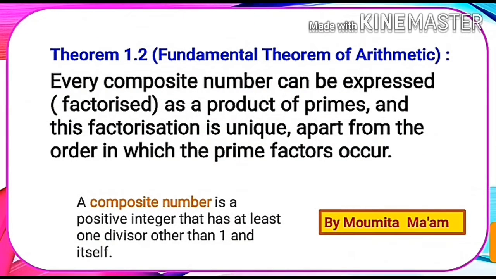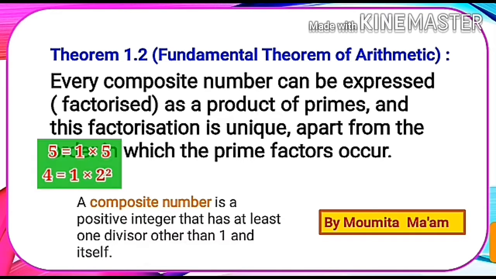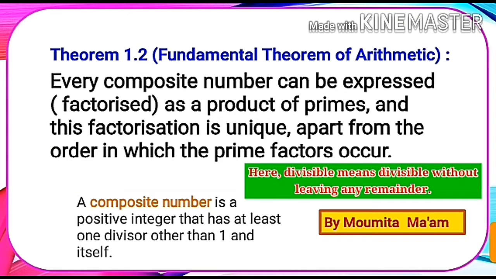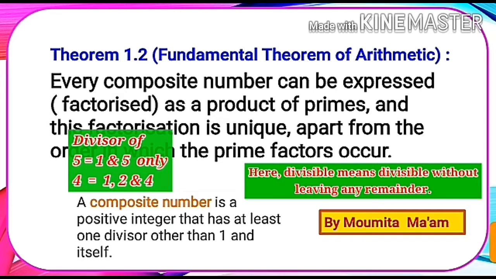By this theorem, it means every composite number. Do you know what is the meaning of a composite number? A composite number is a positive integer that has at least one divisor other than 1 and itself. For example, 5 is a prime number. Why prime? Because we can divide 5 by 1 and 5 only. But in case of 4, we can divide 4 by 4, 1 and also by 2. Therefore, it has a factor or divisor other than 1 and 4. So, it is a composite number.